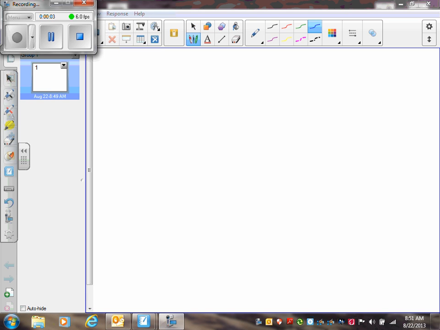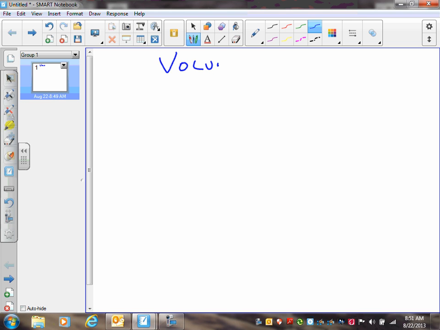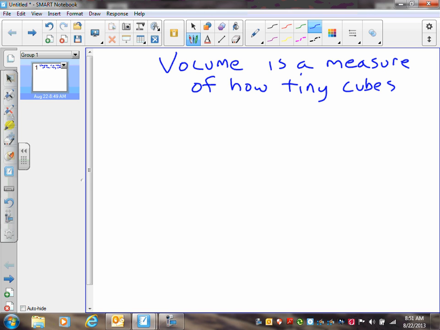Today we'll be talking about volume. Volume is a measure of how many tiny cubes can fit in a larger solid.